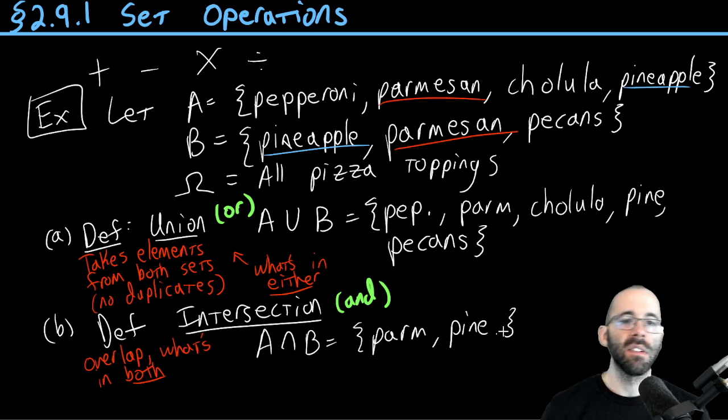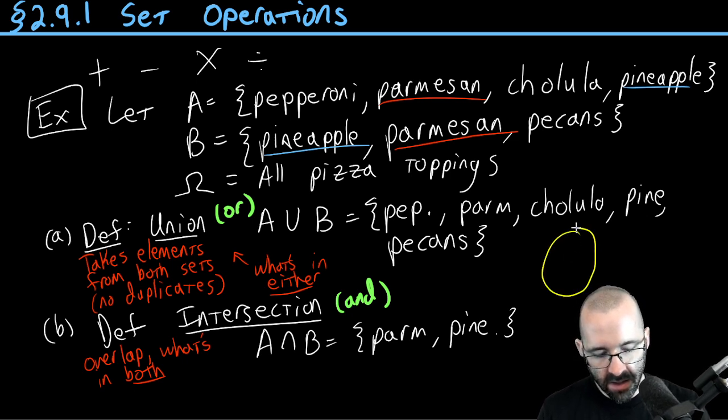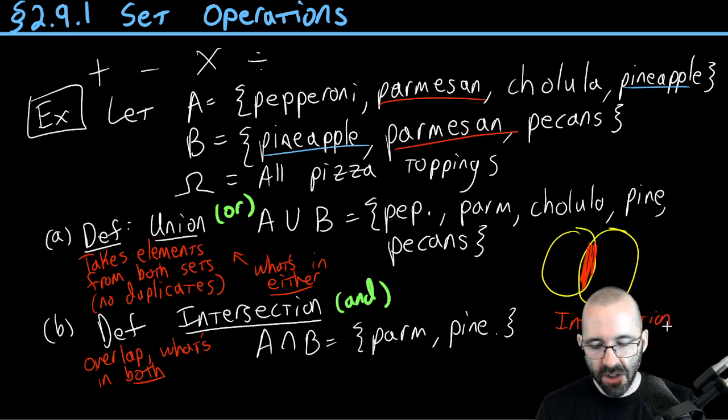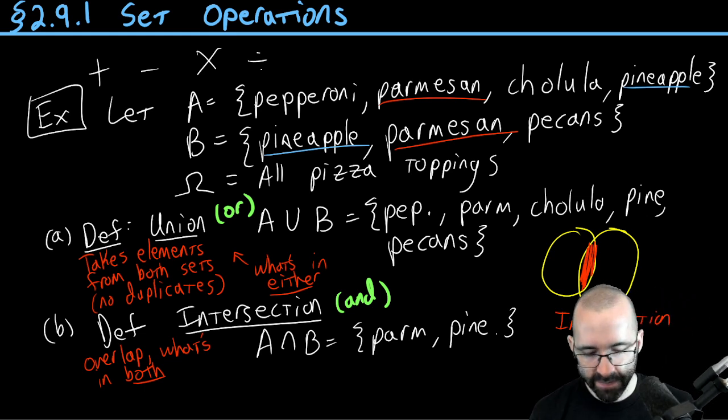Union, what's in either. Intersection, what's in both. If you think about Venn diagrams, right, then intersection is going to be this red part. And union will be, well, everything inside both circles, right?